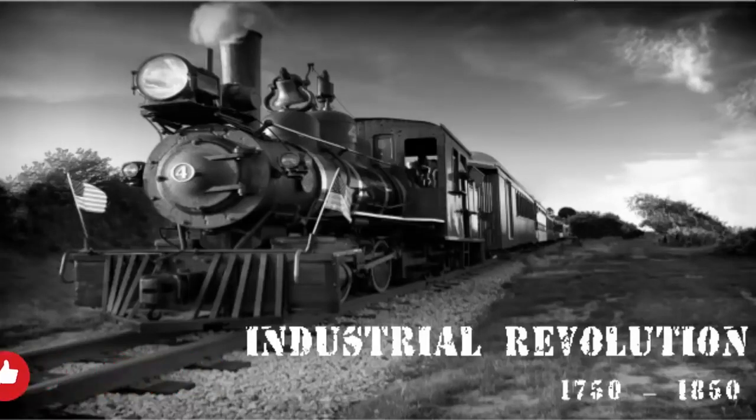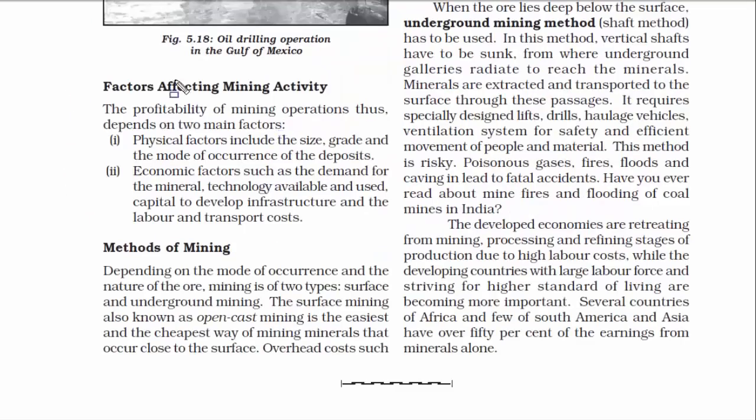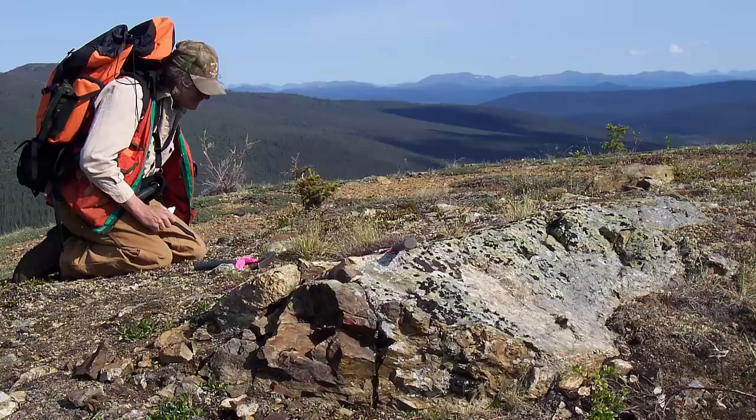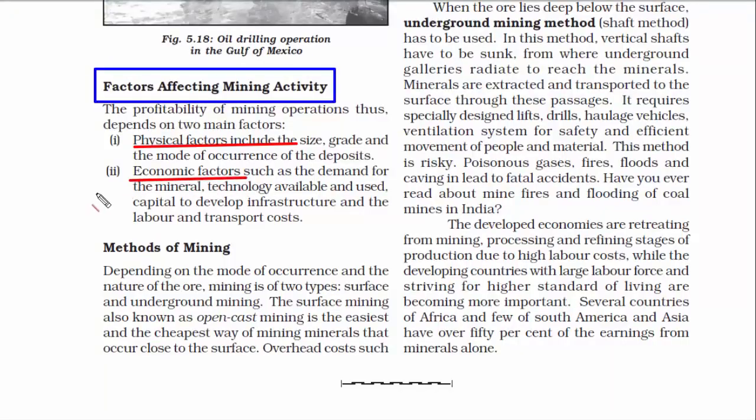So the Industrial Revolution took place after 1760. From there on, the importance of mining is continuously increasing. Let's understand what are the factors affecting mining activity. The first one is physical factors, which includes the size, grade, and the mode of occurrence of the deposits. You need to first find out where the actual mineral deposit is before mining. It is very important. And the second factor is economic factors, such as demand for the mineral, technology available and used, capital to develop infrastructure, and the labor and transport costs.